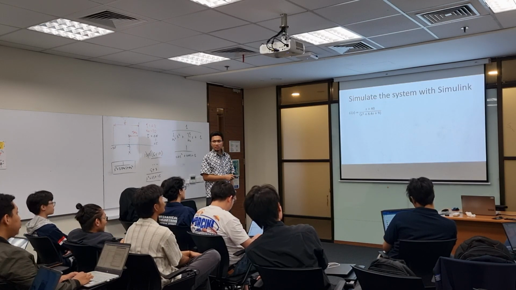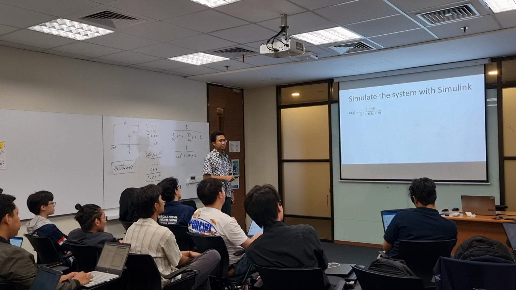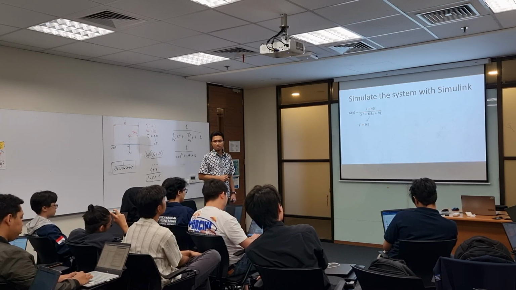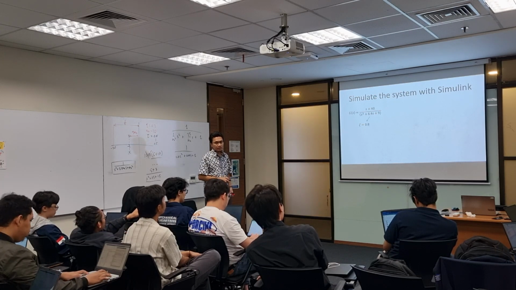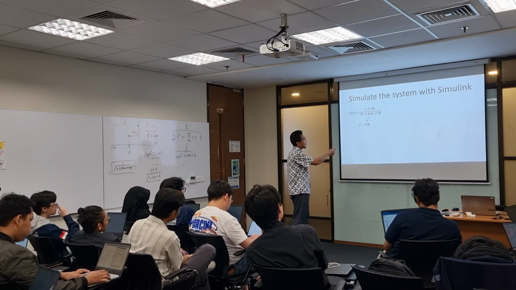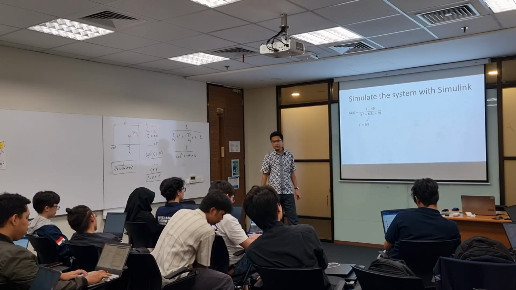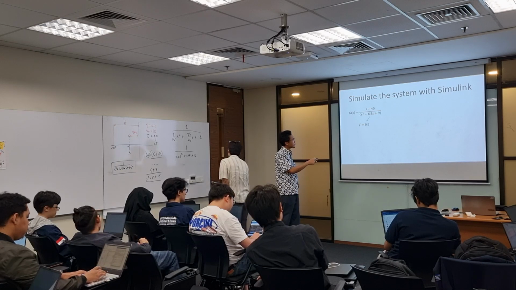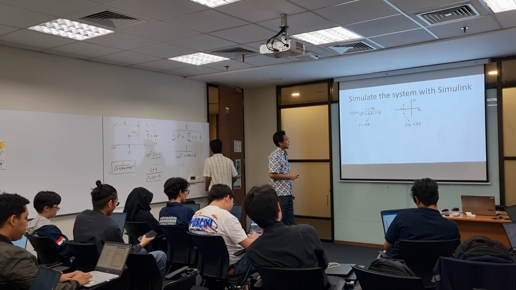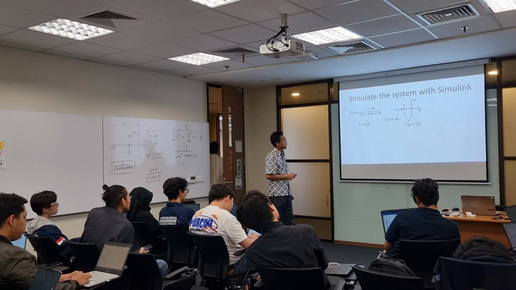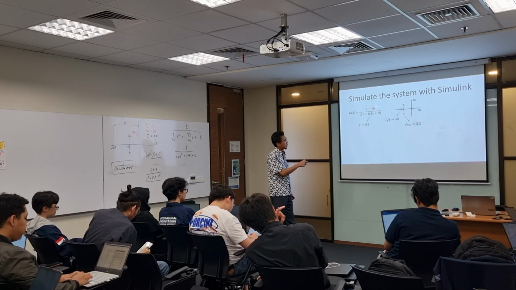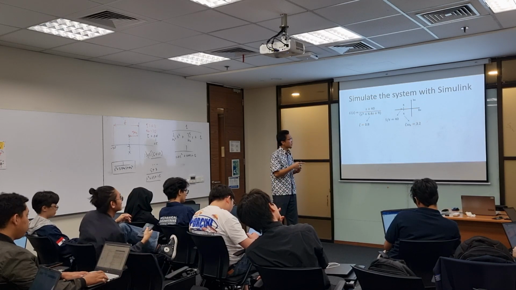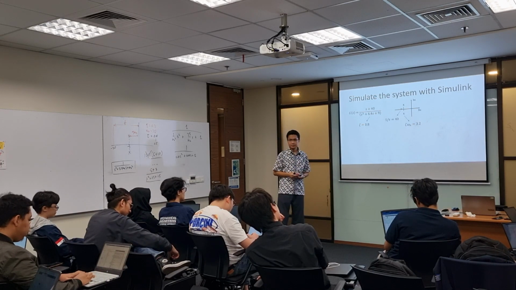Now you simulate the system with Simulink. This is already your system, so you have only one system, this one. What I want you to do is adjust the zero on the top. Adjust the zero, make it closer to the dominant pole. See what happens.